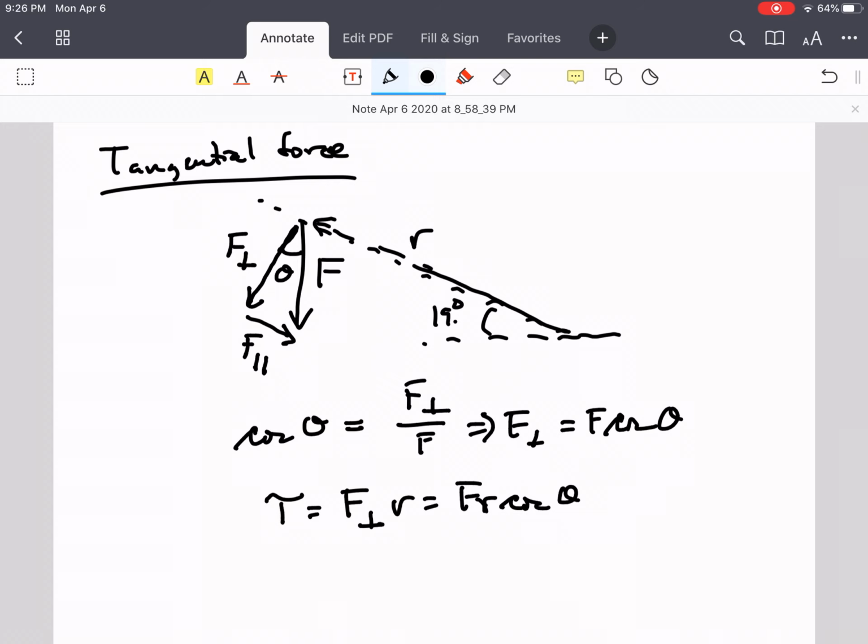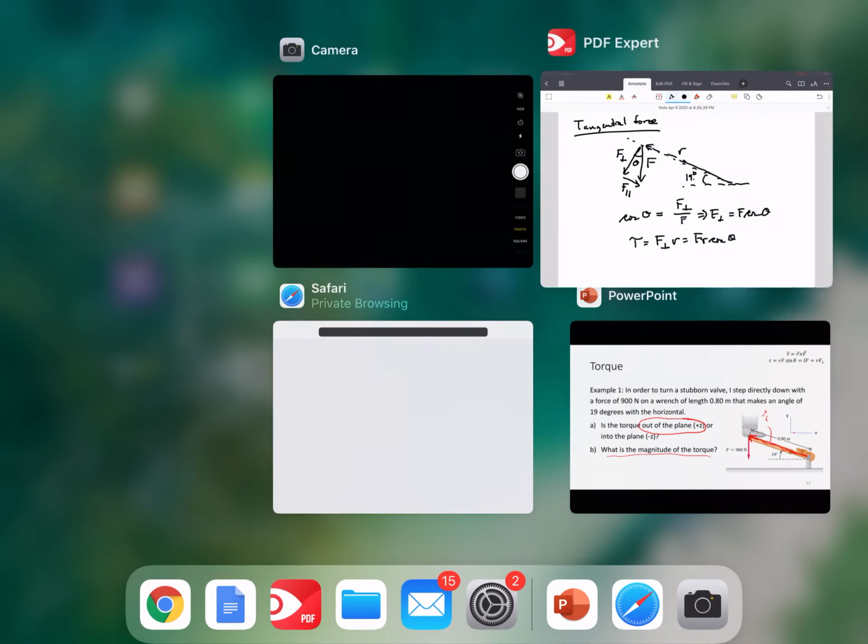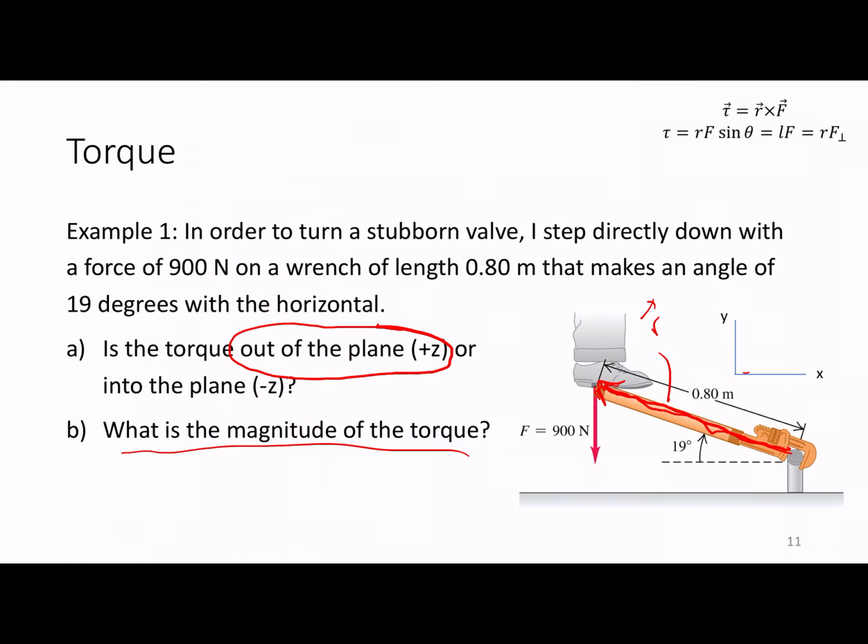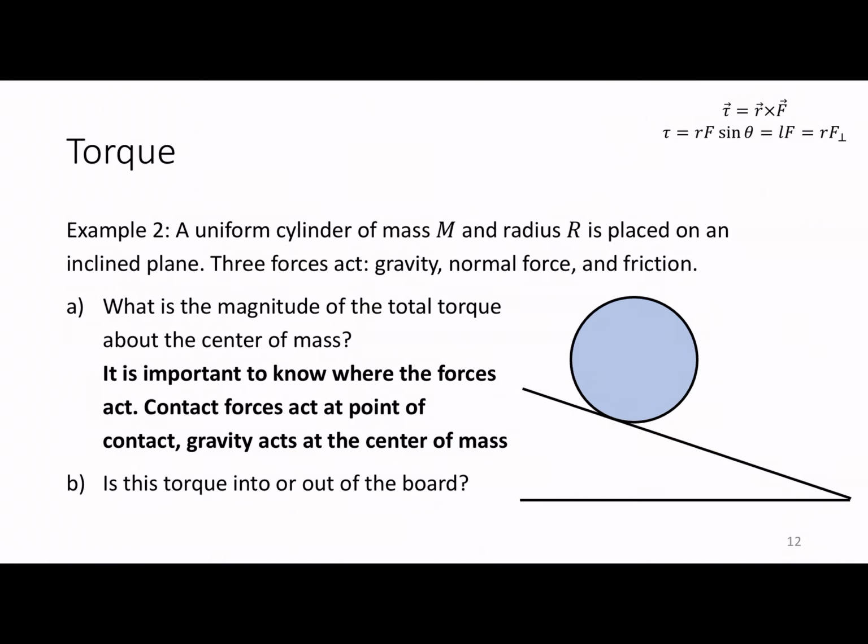All right. So this is going to be the general strategy that we're going to follow. Calculate the torque using just one of these methods. Obviously, I won't go crazy in any future problems. And then just figure out the direction using the right-hand rule.